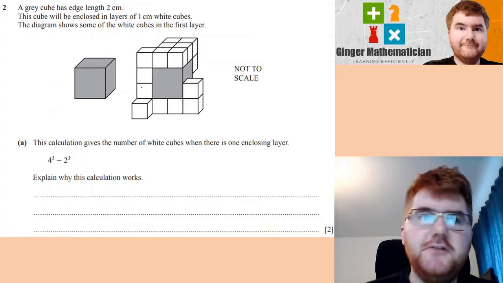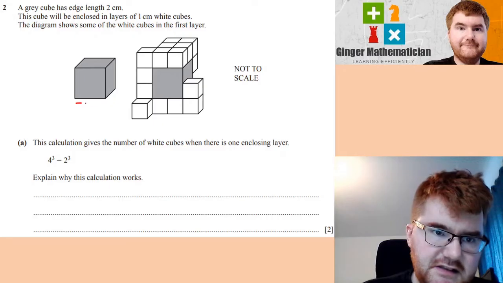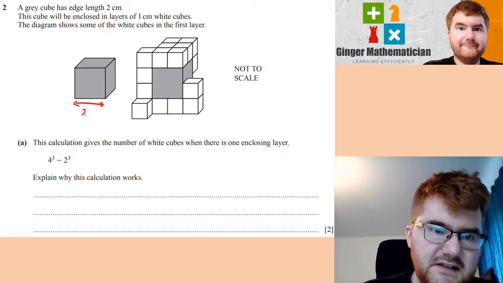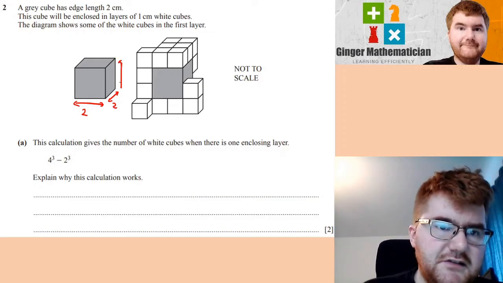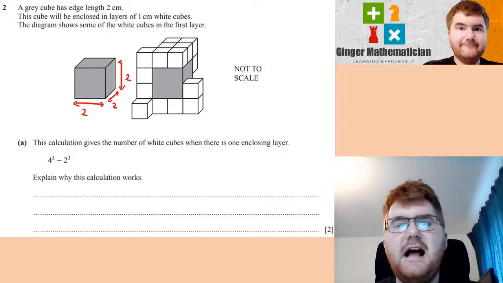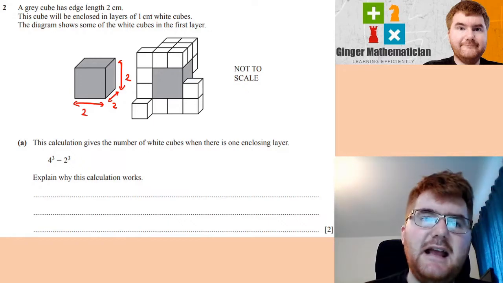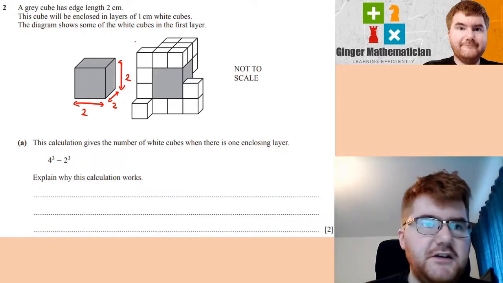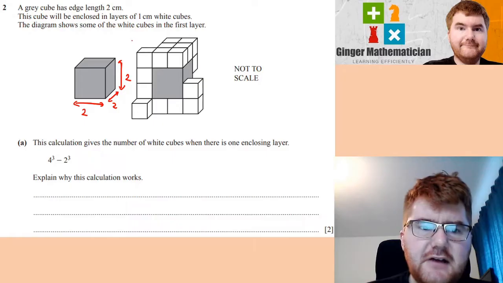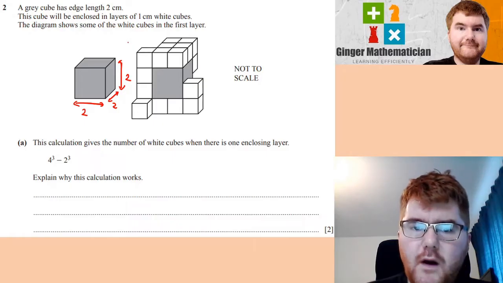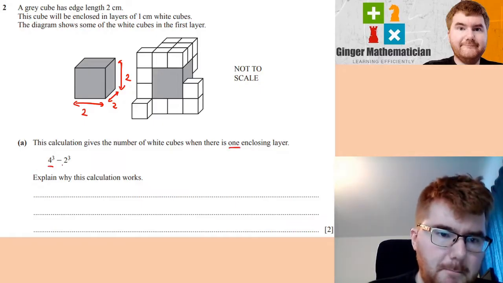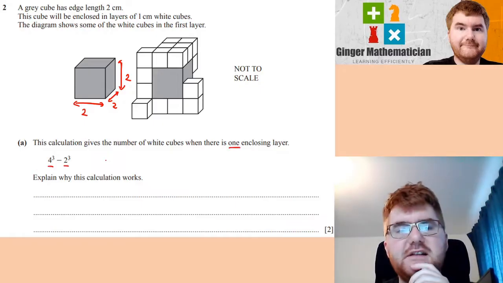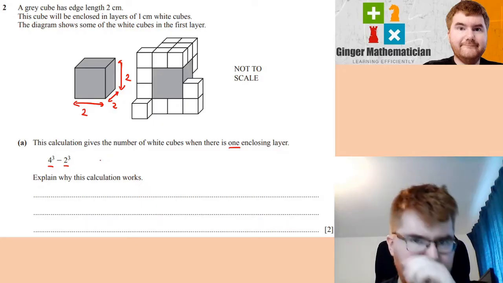Okay, on to question 2. So a grey cube now has edge length 2 centimeters. So notice this is now not equal to 1 anymore, but this is equal to 2. Of course, this is a cube, so this is 2, and this is 2 here as well. And it's still enclosed by this layer of 1 centimeter white cubes. And the calculation below gives us the number of white cubes when there is one enclosing layer. This 4 cubed minus 2 cubed. And we need to explain why the calculation works.